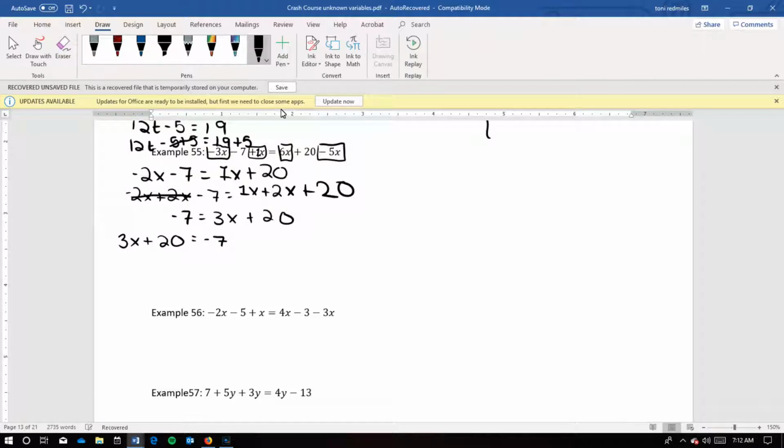The 20 is adding to the 3x, so to get rid of it, I need to subtract it. Divide both sides by the 3. X equals a negative 9. Negative and positive make a negative answer. 3 goes into 27 9 times.